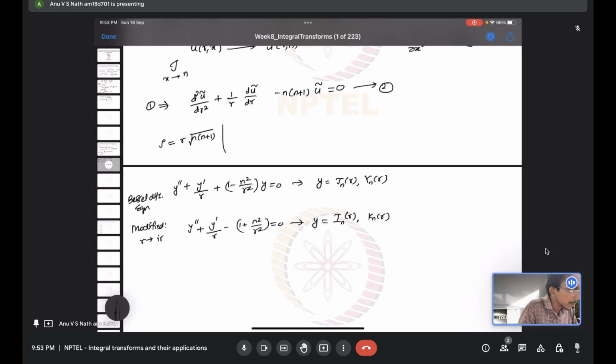So if I do that, I will get d square u tilde by d rho square plus du tilde by d rho minus u tilde equal to 0. Just do the transformation. Let's say this is equation 3. Now you see equation 3, and let's say this is equation 4, and you compare them.